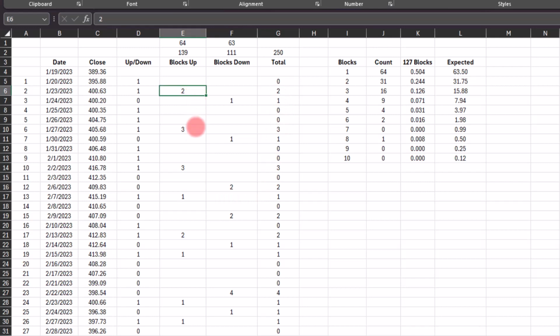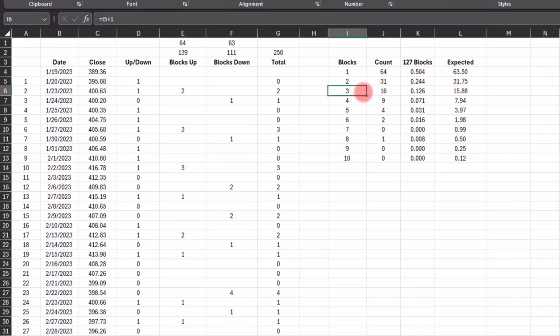So if we go and count the individual number of blocks, we got 64 blocks of up days, 63 blocks of down days. So let's count how many up days we had, blocks of what we might call 1. Well, there were 64 out of 127, or look at that, 0.504. Statistically, you should expect 63.5. We got 64. How many blocks of 2 should you expect? Well, we should expect about 31.75, almost 32. We got 31, or almost 25%. Again, half as much as the previous row.